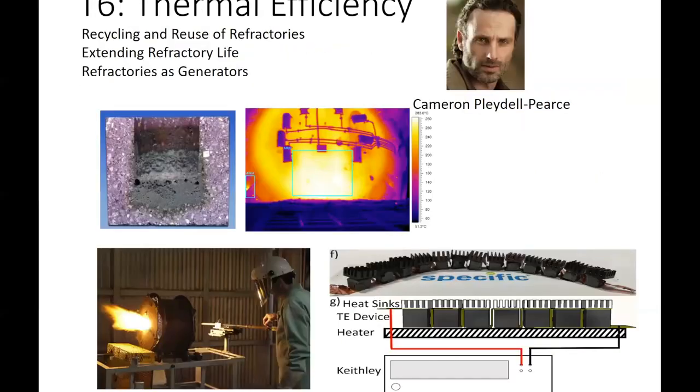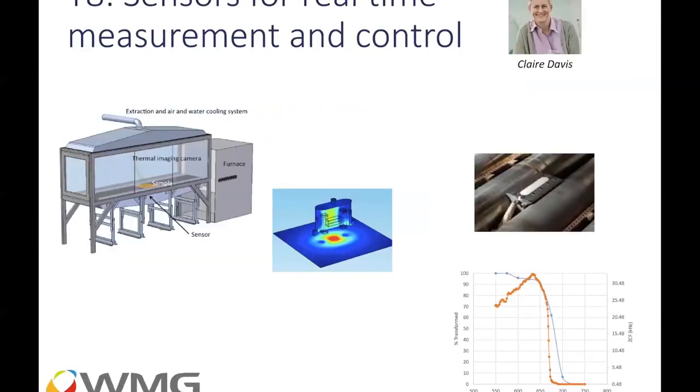We also look at thermal efficiency. So this is basically not just the recycling and reuse of refractories, but extending the life. And we're also looking at key technologies for, I guess, what you would call thermopiles, for using refractories as generators. This could be to actually provide low level electrical energy for the plant, or it could be to power remote sensors and various things like that.